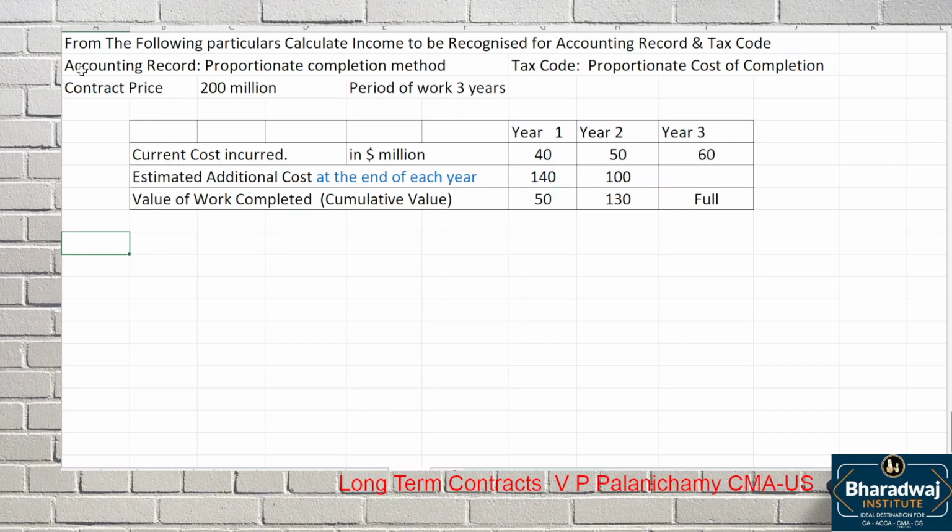Now we have to work out, listen, in accounting we follow which method? Proportionate completion method. In tax they follow which one? Cost to completion. So amount of profit recognized will be different. Okay, let me do work out. For accounting record purpose. And which one? Tax code. In US they call it as tax code. Not tax law, tax code.